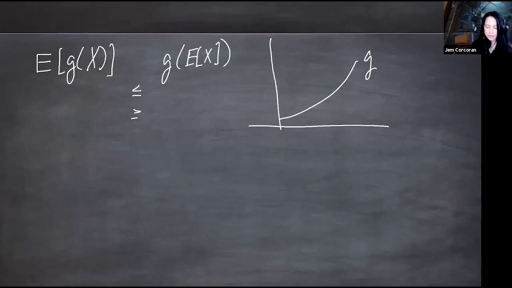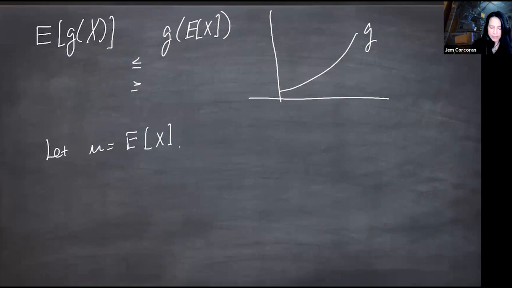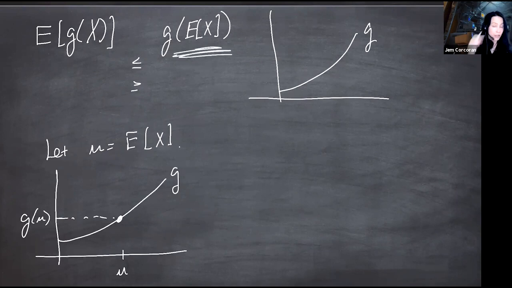Okay, I'm going to let mu be the expected value of X. And then I'm going to consider the point mu on this graph. So I'm going to look at the graph of g, and I'm going to look at the point mu. And where we hit g, this is g of mu, which is the right-hand side over here. That's g of mu if I change the notation to mu.